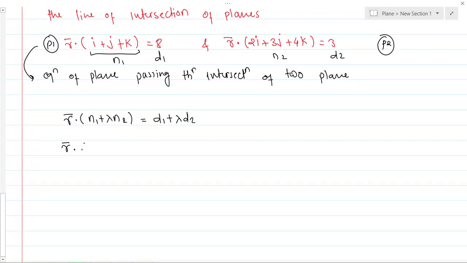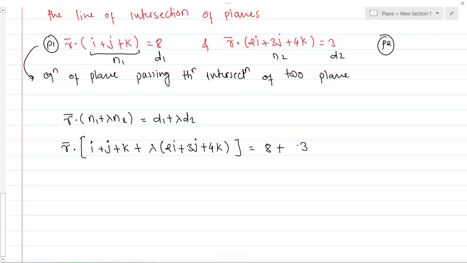So r bar dot, n1 is i plus j plus k, plus lambda into, let me take a square bracket, lambda into (n2, which is 2i plus 3j plus 4k), bracket close, equals 8 plus lambda into 3.